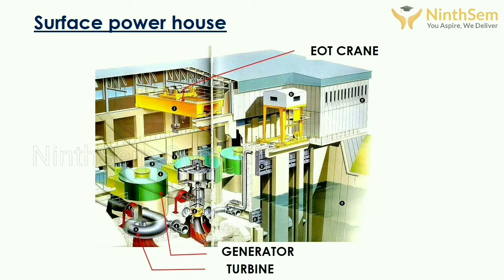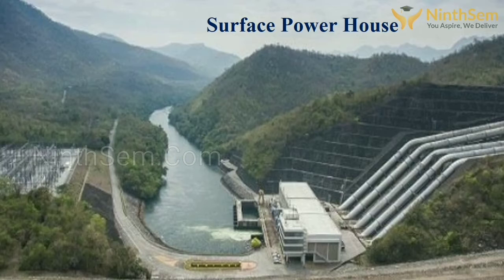Here we are looking towards a picture through which we can understand the surface powerhouse, where the water moves through the inward inlet of the turbine, which makes the generation possible. This is a topographical picture of a surface powerhouse.